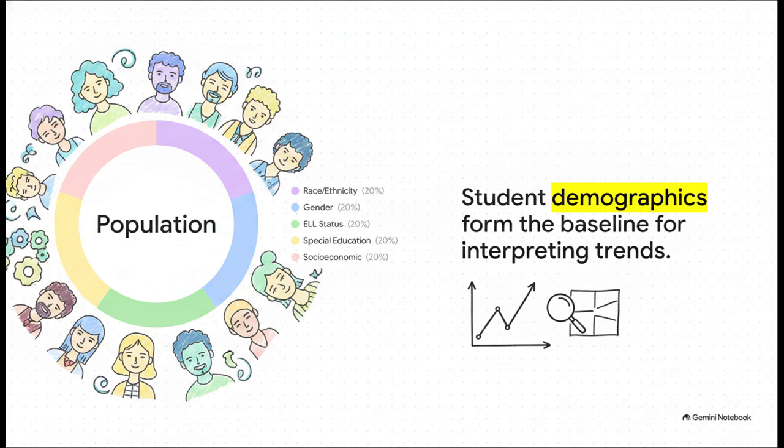Knowing the demographic makeup of your student population is absolutely crucial. Why? Because it forms the baseline for interpreting all the other trends in the school. You simply can't understand the nuances of student performance if you don't first understand who your students actually are.